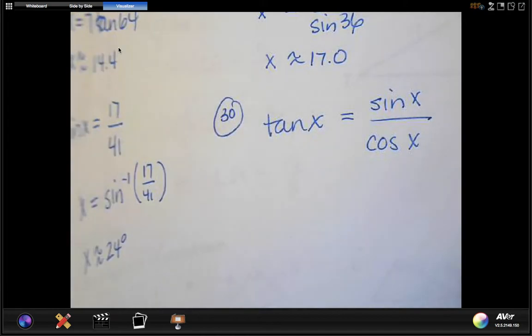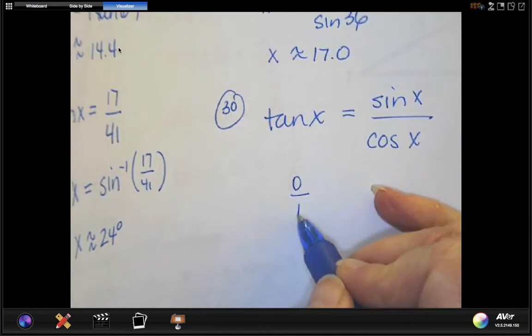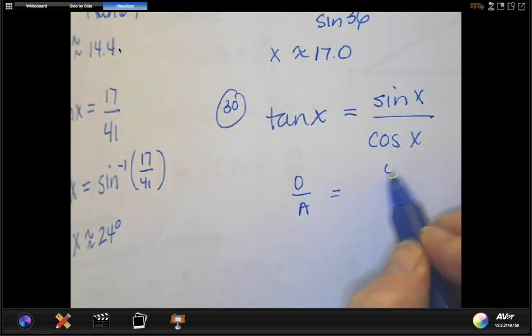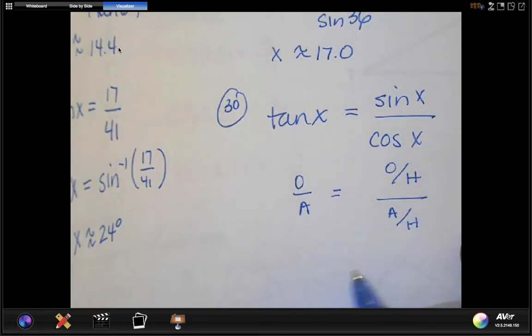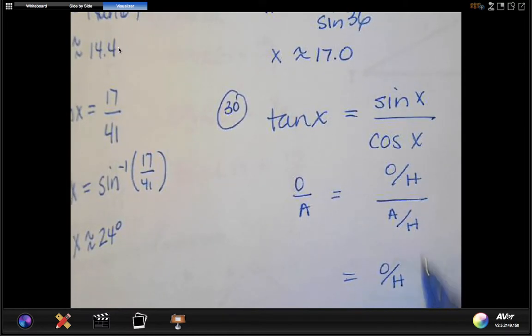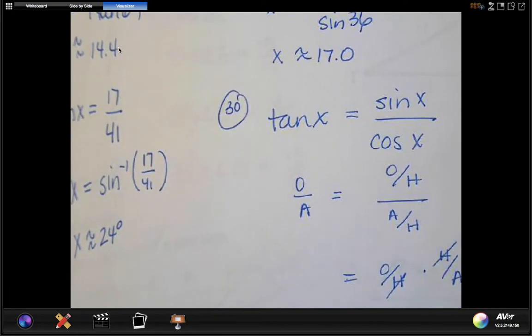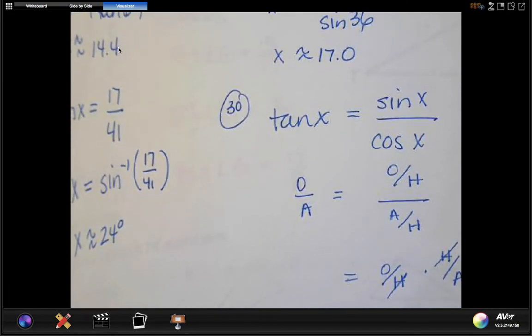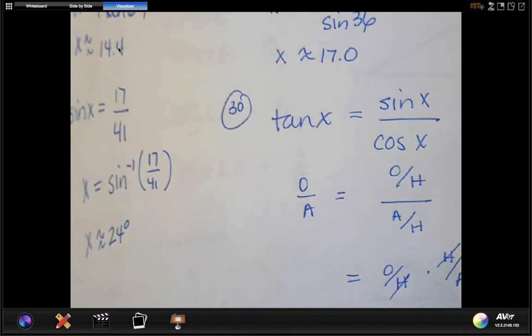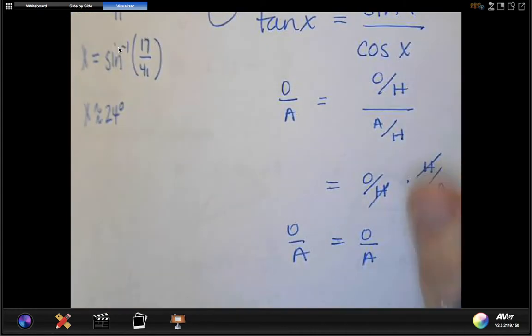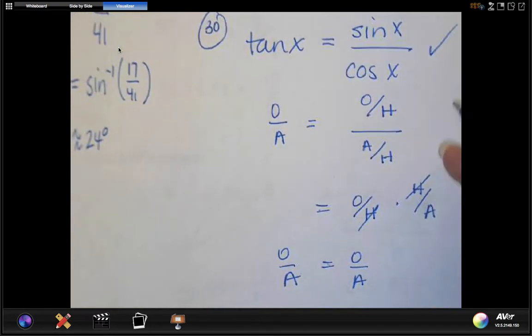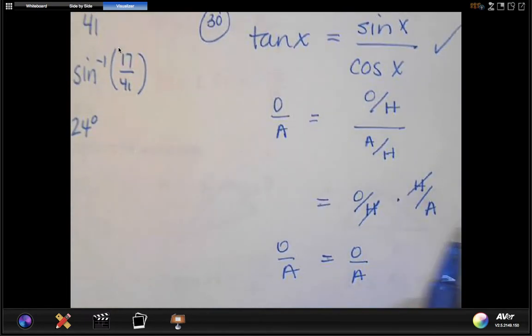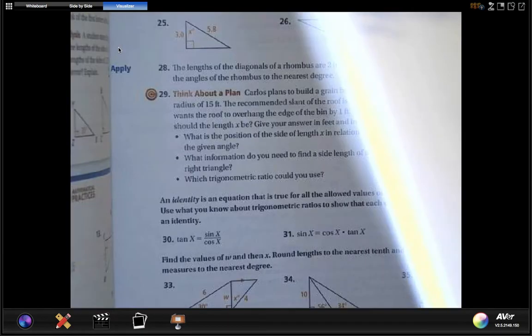So let's just think here. The tangent of x is the opposite over the adjacent, right? The sine of x is opposite over hypotenuse. Cosine of x is adjacent over hypotenuse. If you have a fraction divided by a fraction, you remember you flip that fraction. So those h's are going to cancel. So, yep, that is an identity. This does work because they both equal the opposite over adjacent when I simplify it. Okay? All right, that is it for this section.